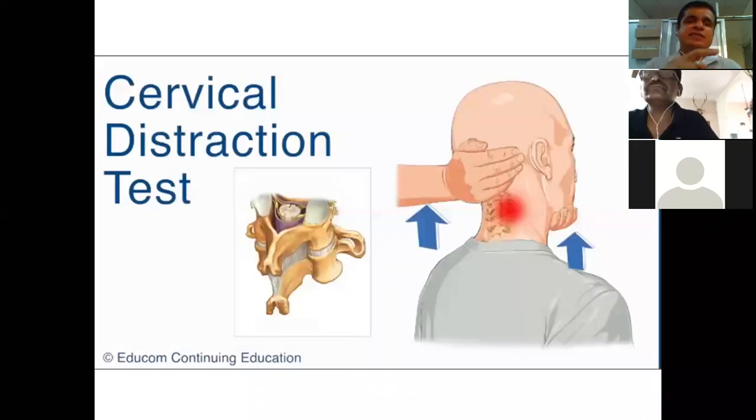Opposite to it, cervical distraction test. If the patient is having pain in the axial compression test, when you are distracting, try to hold the chin of the patient and lift the patient up. So what happens? The neural foramen opens up. This relieves the pain. So this is the opposite of the axial compression test.